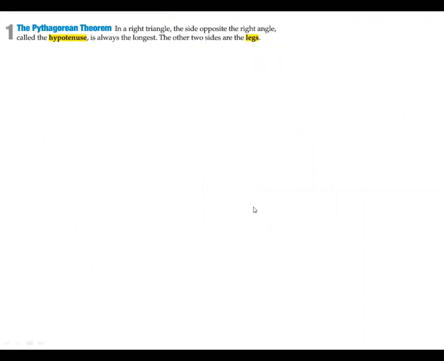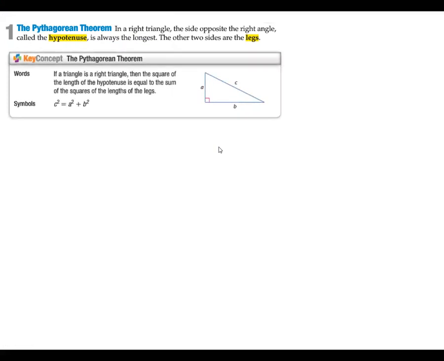So Pythagorean theorem: in a right triangle, the side opposite the right angle is called the hypotenuse. It is always the longest. The other two sides are called the legs. So the right angle is where the exact corner is in a triangle. The side opposite that is the hypotenuse. It's always going to be the longest side because it's always across from the largest angle.